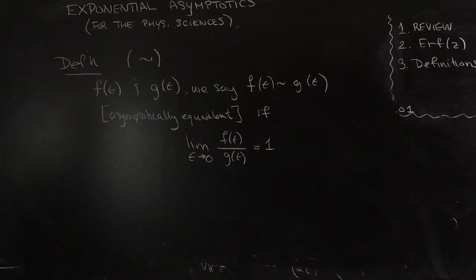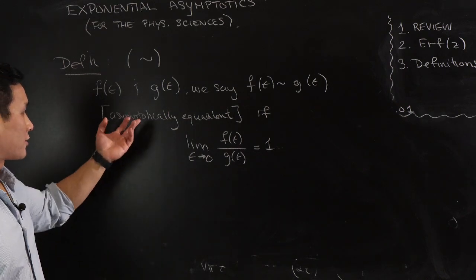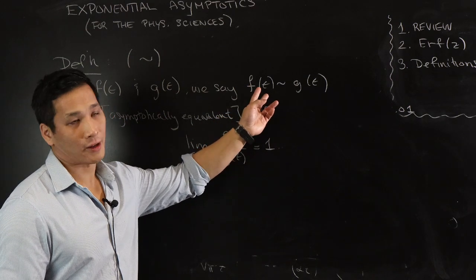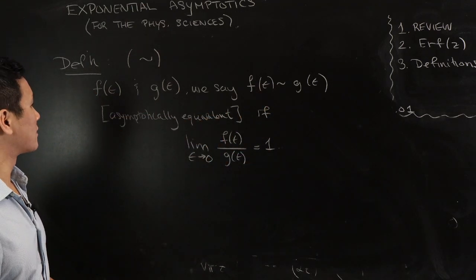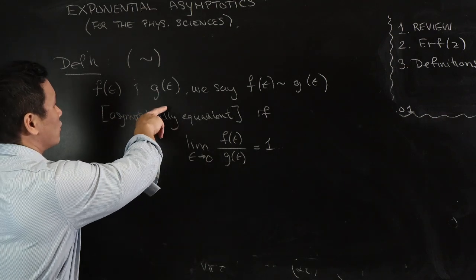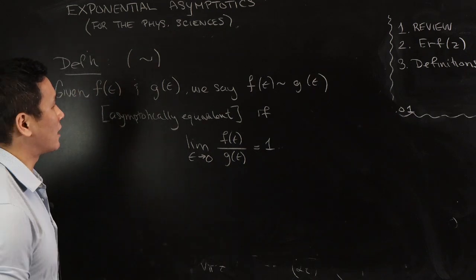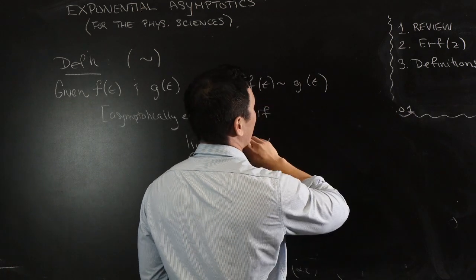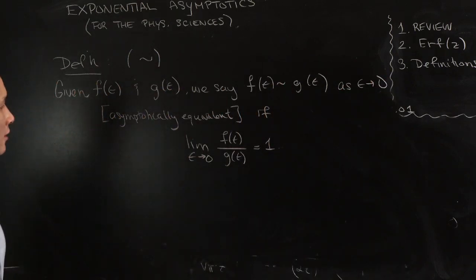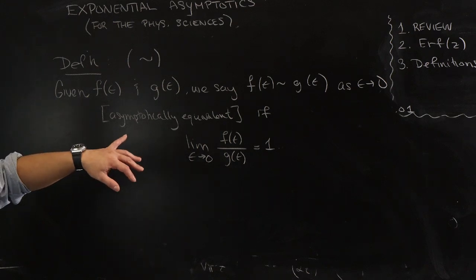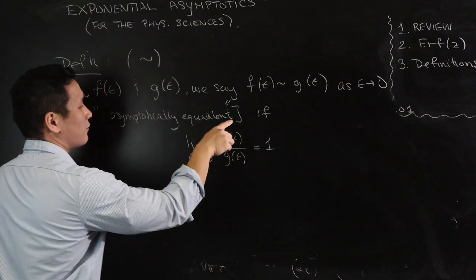Okay, so it's a bit unusual to make these definitions as a function of epsilon. Usually if you're being taught this subject for the first time, you'll say f of x twiddles g of x in the limit that x tends to 0. So sorry, let me just read this over again. Given functions f and g, we say that f of epsilon twiddles g of epsilon as epsilon goes to 0. You always have to specify the limit. We say it's asymptotically equivalent if this is true.